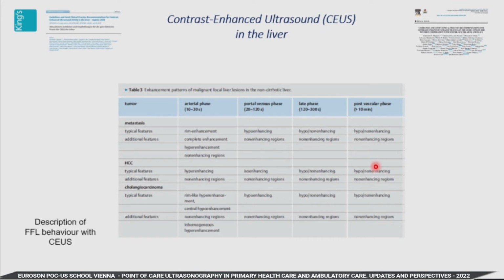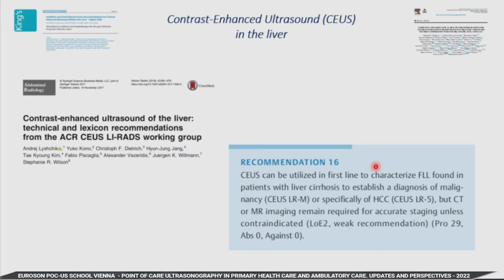And very briefly, in the contrast guidelines issued by EFSUMB, you have all of this detailed, so it's very easily obtainable. Now, looking at the HCC and the recommendations for it, if you do find a focal liver lesion and you suspect it's HCC or malignant, you still do need cross-sectional imaging for staging. But what you're preventing is those clearly benign lesions going on for further imaging.